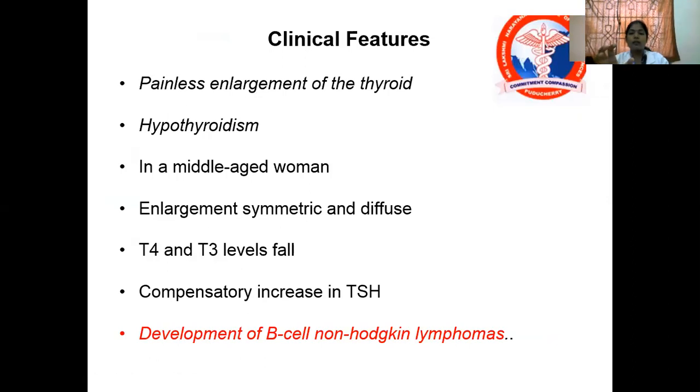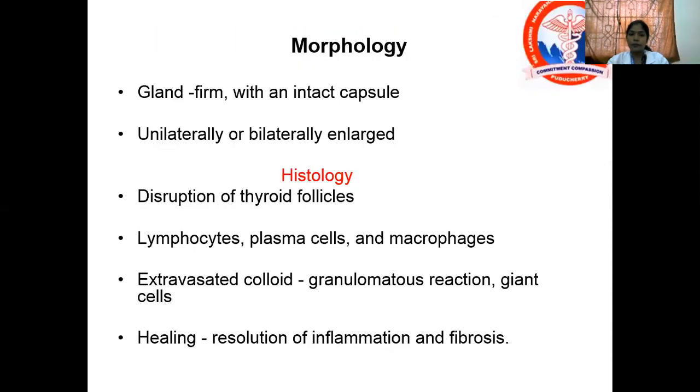Clinical features: there is painless enlargement of the thyroid. The patient will have features of hypothyroidism. It is most commonly seen in middle-aged women. The thyroid is enlarged symmetrically and diffusely. T3 and T4 levels will be decreased, and there is a compensatory rise in TSH levels. There is a chance of development of B-cell non-Hodgkin's lymphoma.